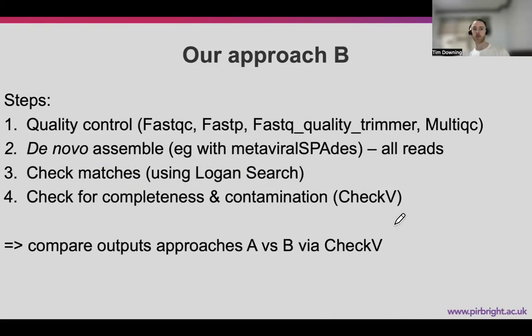That's different from approach B, where we're going to do de novo assembly of the metagenome first. We're going to use a search to look at these contigs and get more information about them. We're also going to use CheckV to get more information about the contigs we generated. And then we can compare and contrast the different methods that we used in A and B.